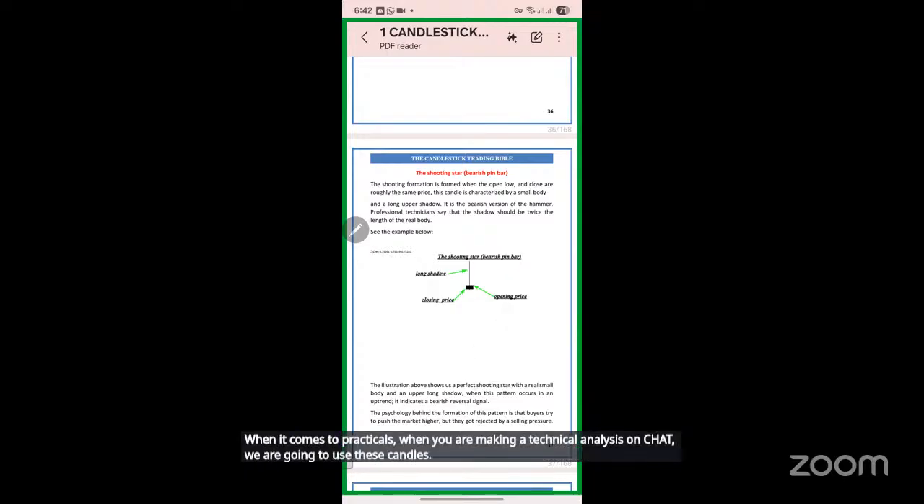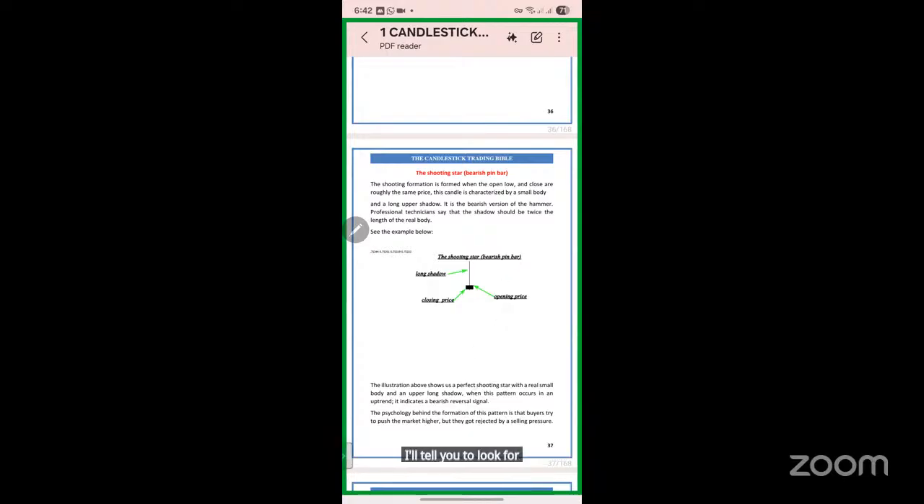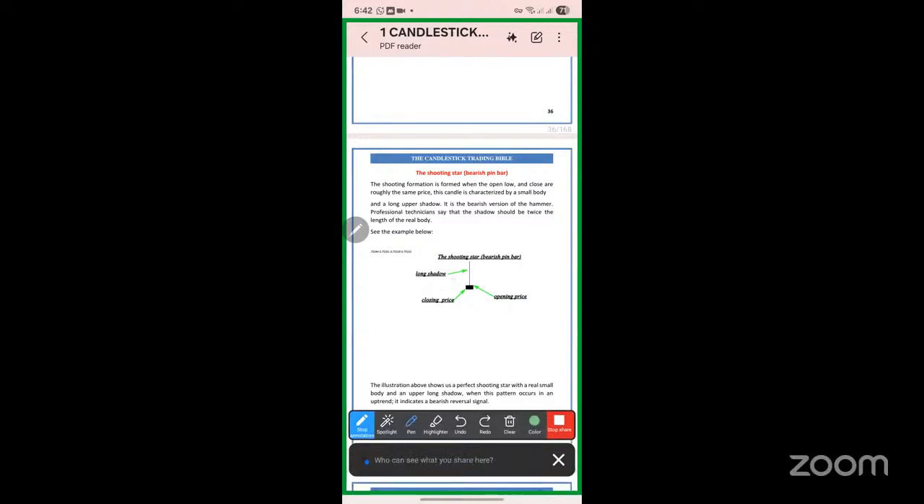When it comes to practicals, when you are making a technical analysis on a chart, we are going to use these candles. I'll tell you to look for a shooting star. I'll tell you to look for a pin bar. I'll tell you to look for the morning stars you are going to see. So this is our shooting star.